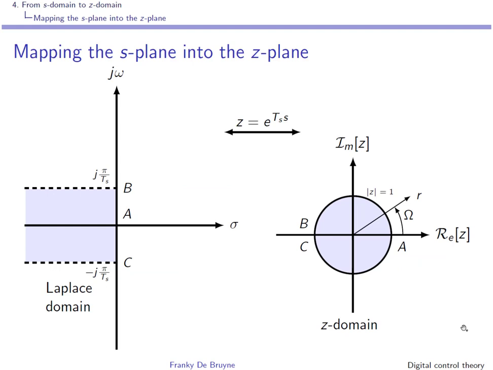Let us look at this in a visual way. Remember that the relation between the Z domain and the S domain is given by this relation. If you plug in s equal to sigma plus j omega, you should know by now that Z can be written as a complex number under polar form, where R is the exponential of ts sigma, and where the discrete frequency omega is related to the analog frequency omega by this relation over here.